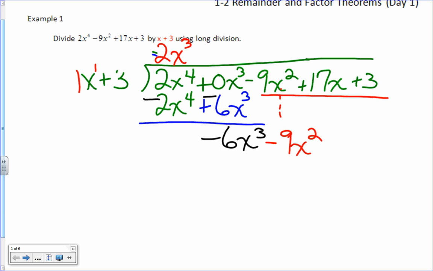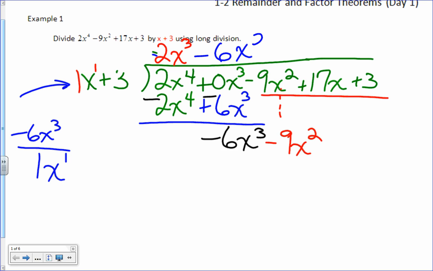So we've got negative 6x to the third down there, which I'm really trying to divide by 1x to the first. So negative 6 divided by 1 is negative 6. X to the third divided by x. Again, it's x times x times x is what x to the third is. Take away one of those, it's x squared. Everybody see where the x squared came from?